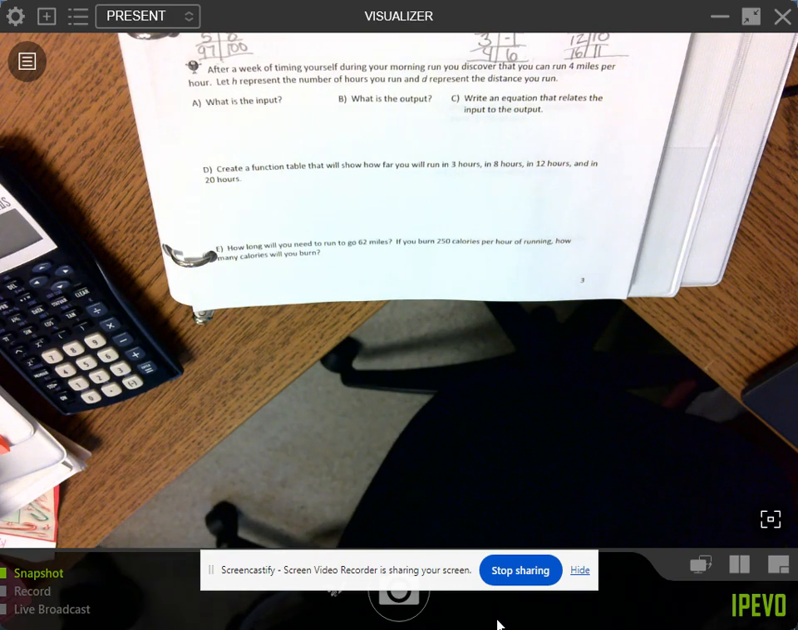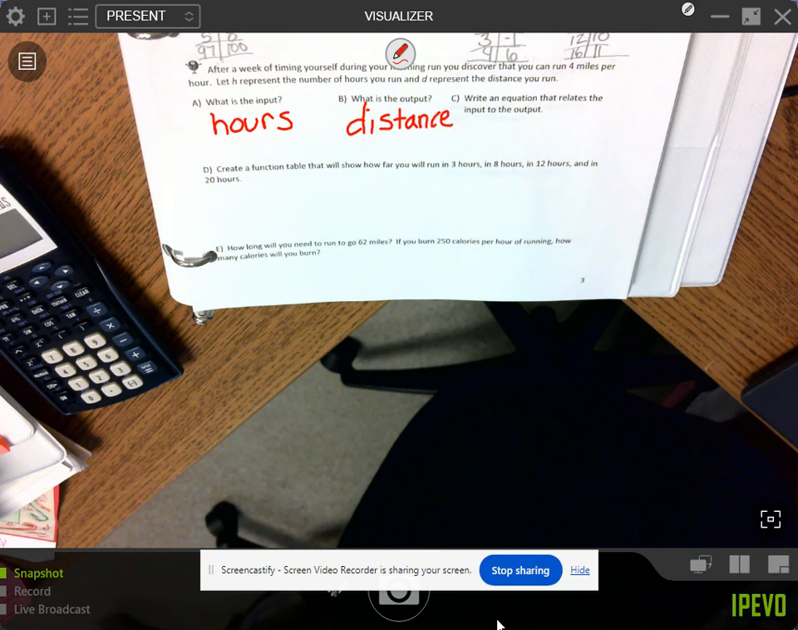Okay. So what is the input? The input is the hours. I'm going to put in a number of hours, and what am I going to get out of it? The distance. Yep, the distance that you run. So write an equation that relates the input to the output. If I can run 4 miles per hour, what do you think my equation is going to look like?